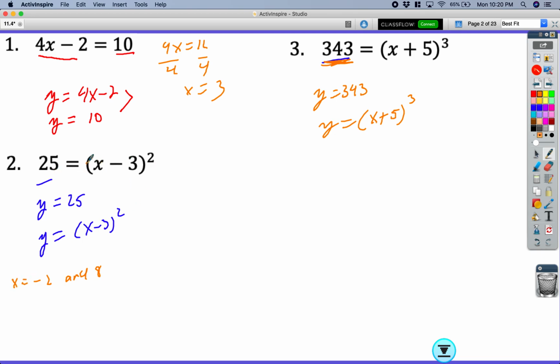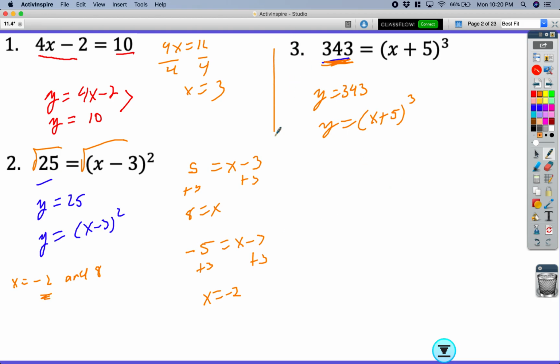To figure this out by hand, you just take the square root of both sides. Remember, the square root of 25 is positive 5, so 5 equals x minus 3, as well as negative 5 equals x minus 3. So when you solve these, you'd get your 8 equals x, like we just did over here. And when I add 3 on over here, you'd get your x equals negative 2. So that's how you get that value over here. That's just another way of showing you how to do it.